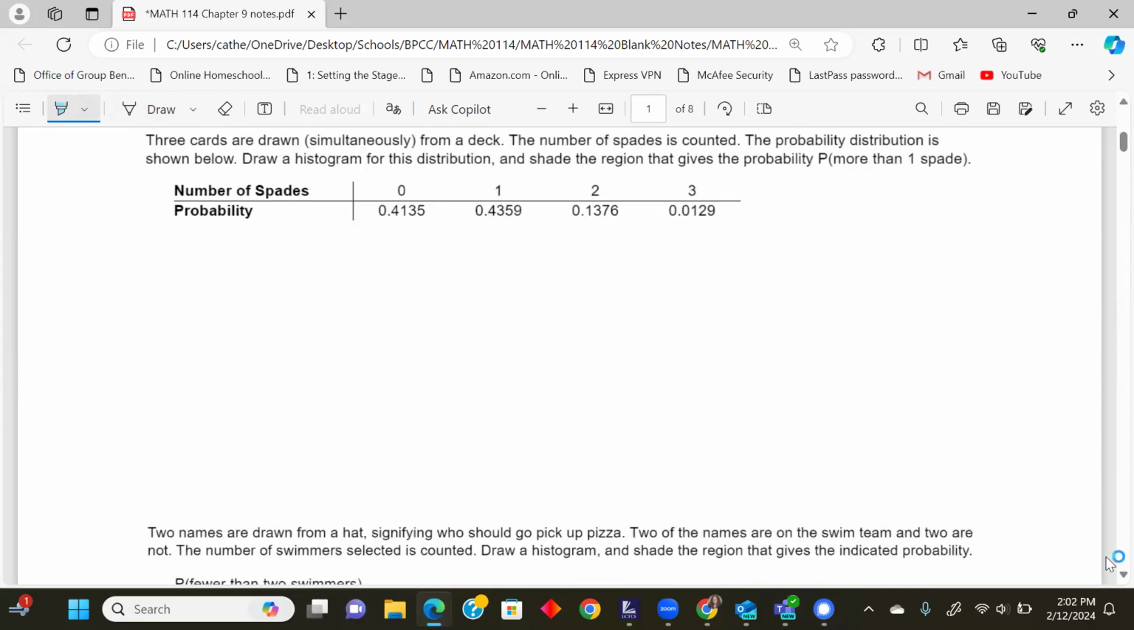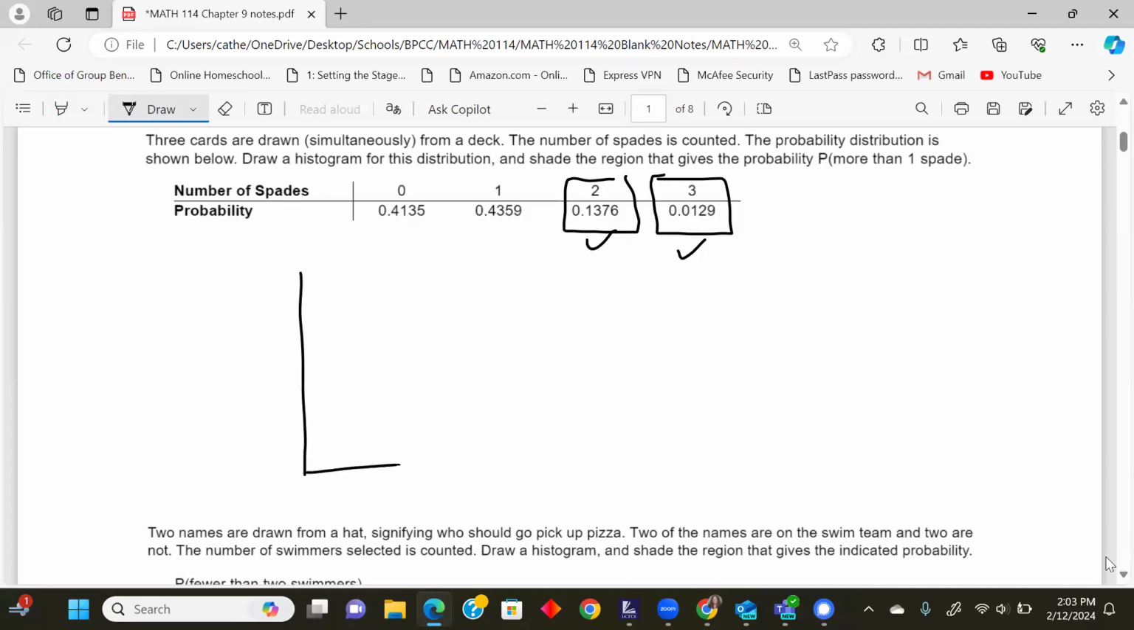3 cards are drawn simultaneously from a deck. So you pull 3 cards at once. You're not pulling out a card and putting it back or anything. The number of spades is counted. The probability distribution is shown below. Draw a histogram for this distribution and shade the region that gives the probability of more than 1 spade. So more than 1, does that include 1 or not? So more than 1 will be 2 and 3.